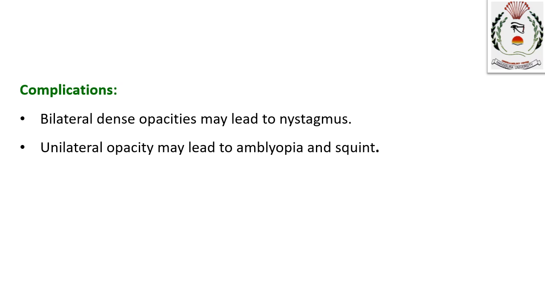If the child has dense opacities, this may lead to nystagmus, squint, amblyopia. There is deprivation. The light is not entering the eye, especially when starting since birth. So there is nystagmus, abnormal movement and vibration of the eye, and it may lead to amblyopia, diminution of vision of the eye even after correction of the cataract, and squint due to deep amblyopia.